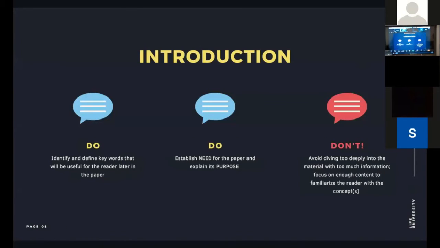Next up is the introduction. The biggest thing here is to make sure you're using this to establish a true need for the paper and to explain its purpose. When they read the introduction, they should 100% understand why you wrote this in the first place. It's also where you identify and define key words that the reader is going to need to know in order to understand what you're even talking about.